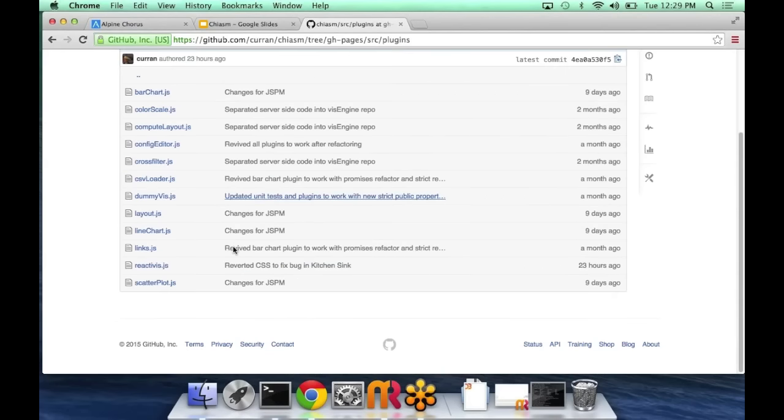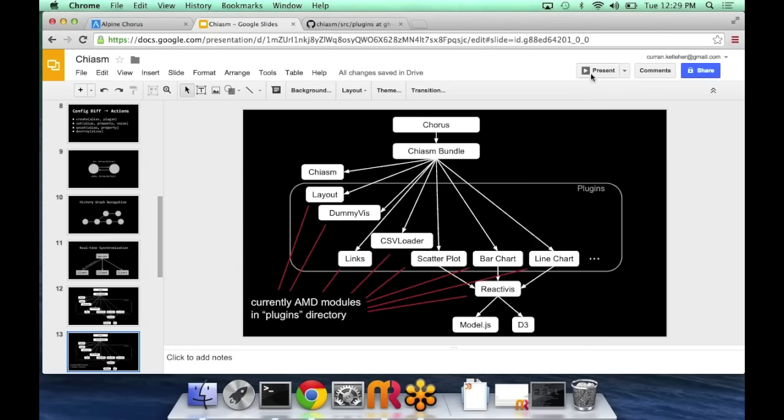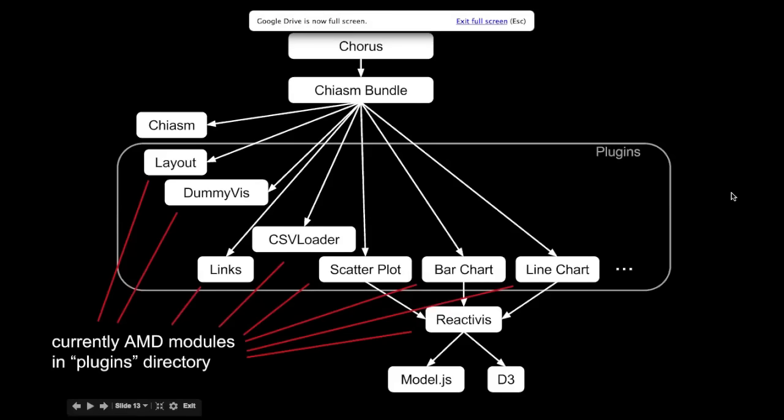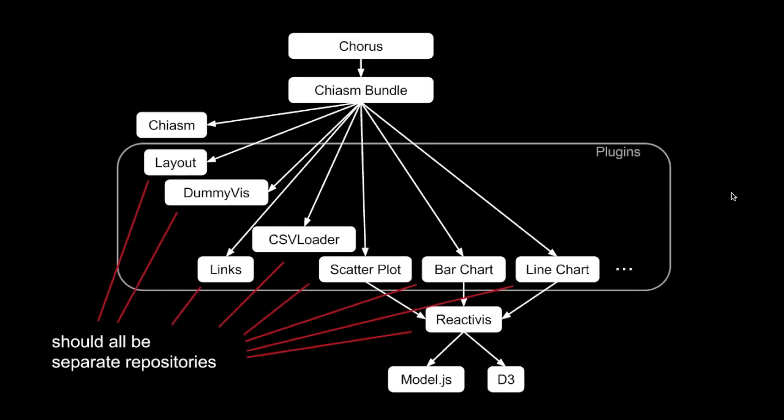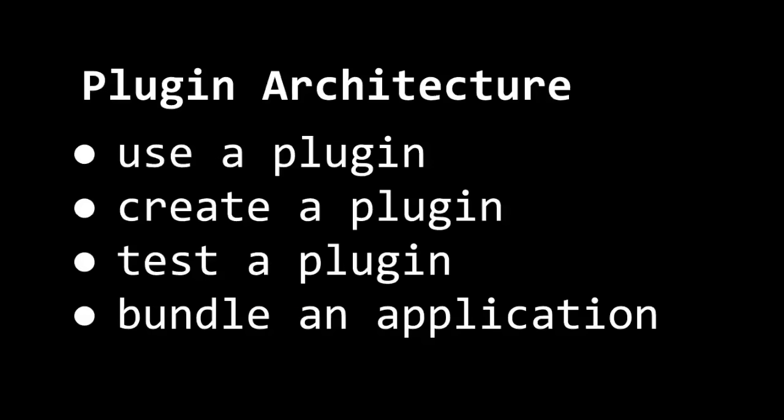ideally, this plugins directory would not exist. So currently, these are all AMD modules in the plugins directory. But in an ideal world, I think they should really all be separate repositories. And there should be a real plugin system. So a real plugin architecture.